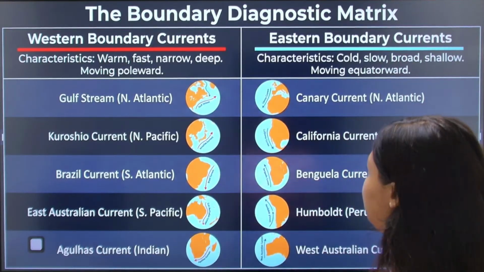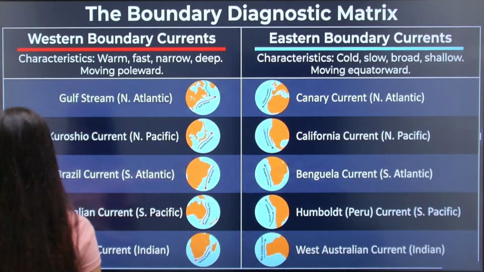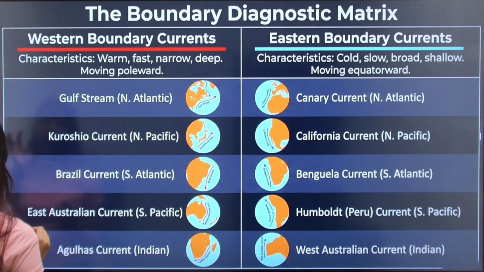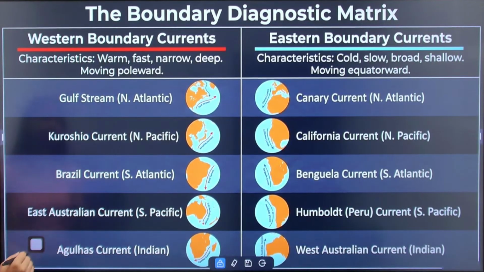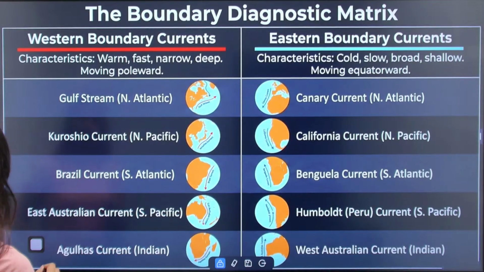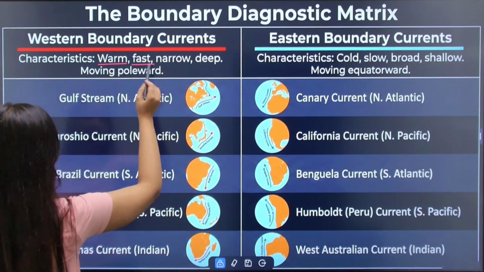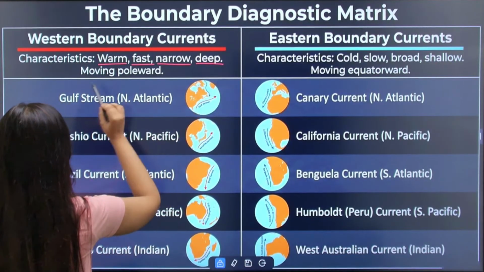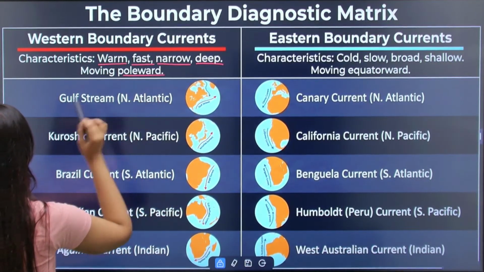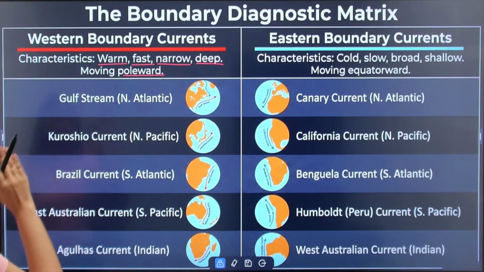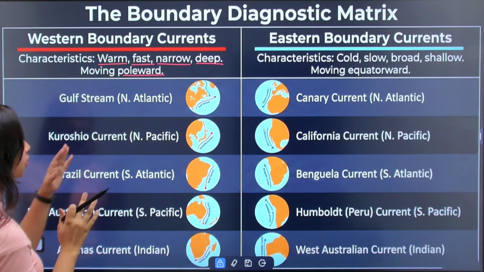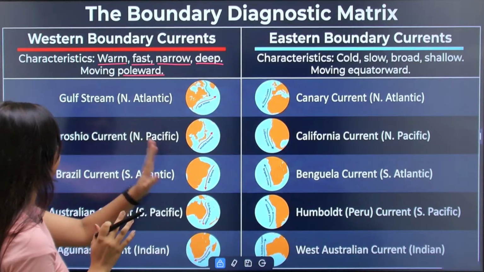Boundary diagnostic matrix. We have already learned, right? Western boundary currents are mostly warm currents, right? Western boundary currents are mostly warm, fast, narrow, deep, and they move poleward, towards the poles. They flow along the western boundary of continents.